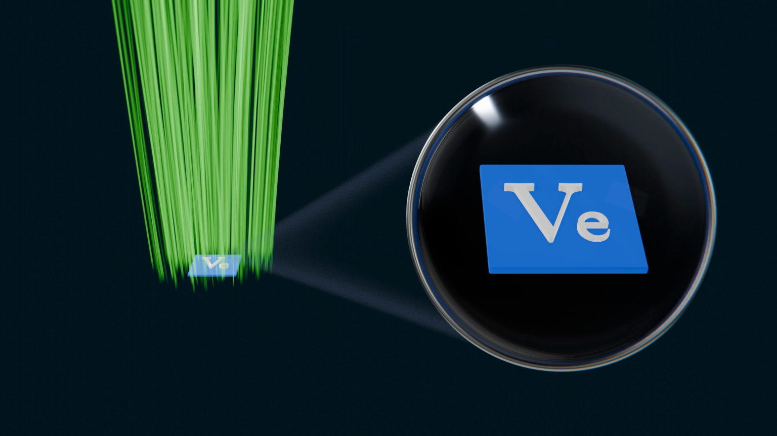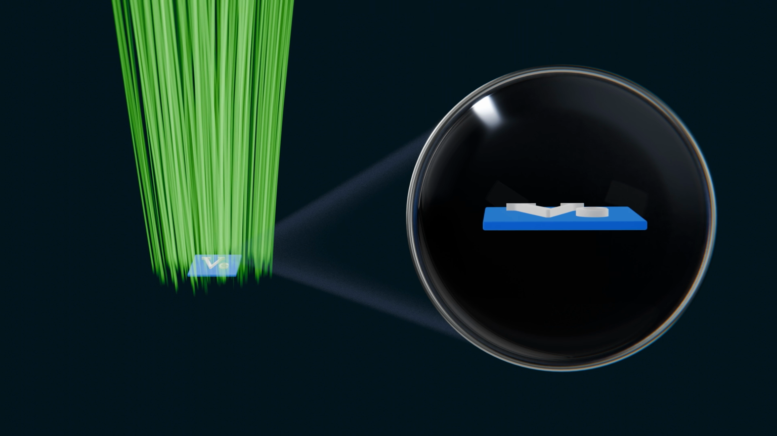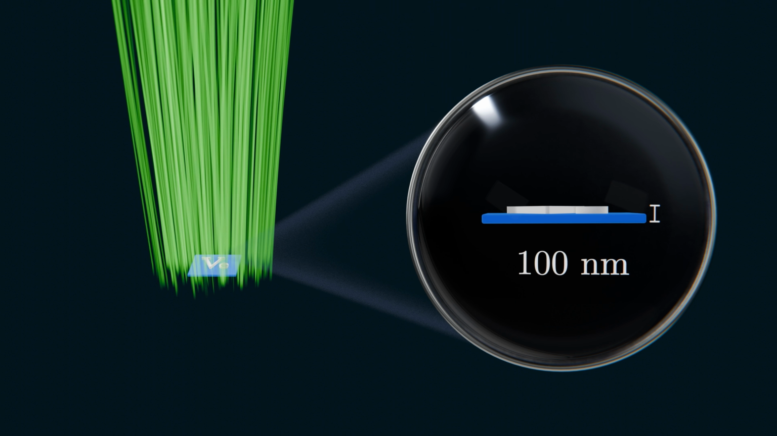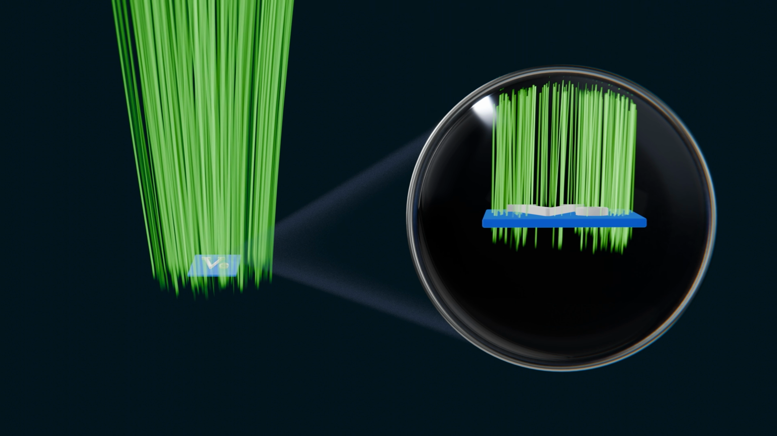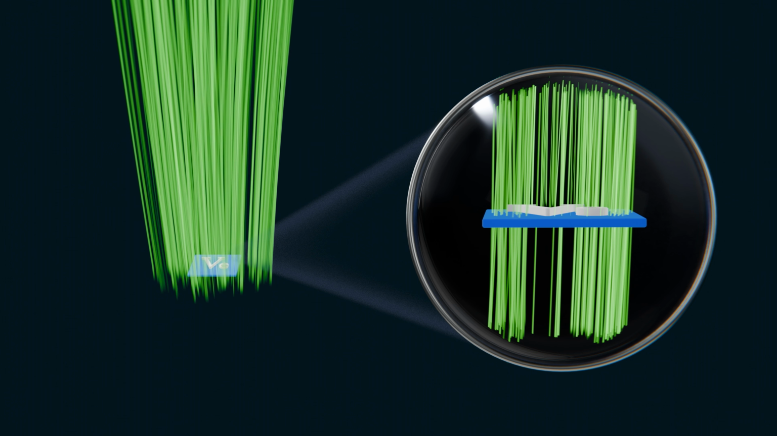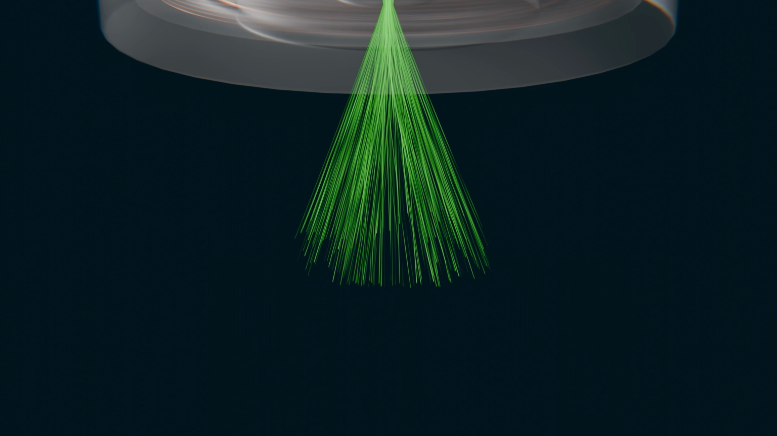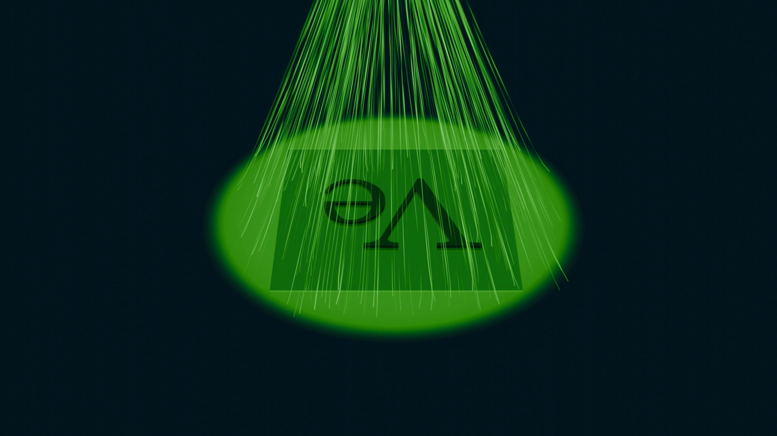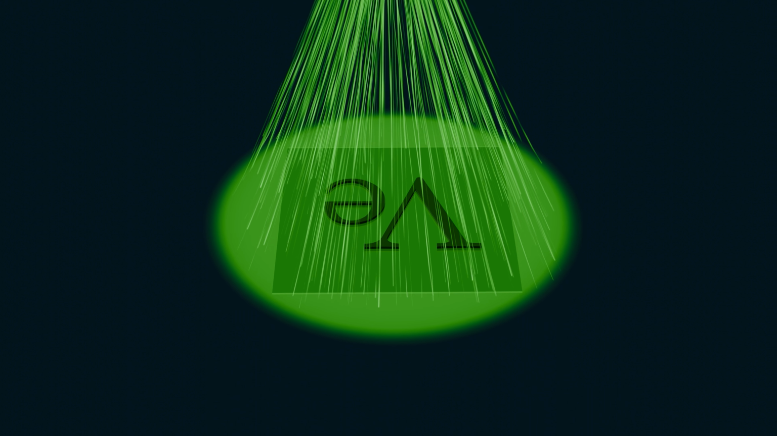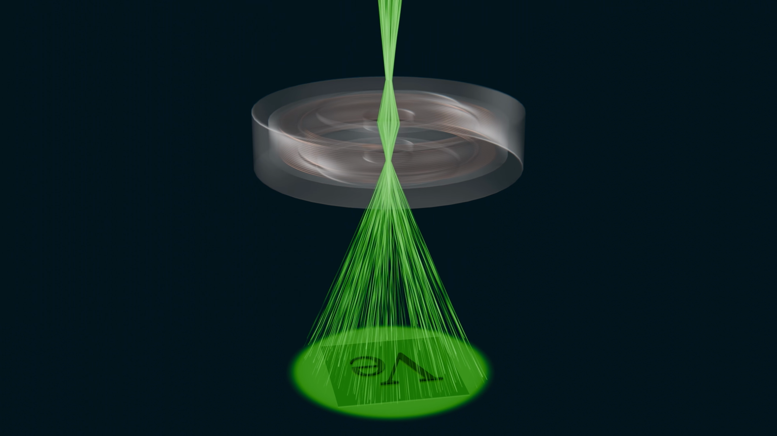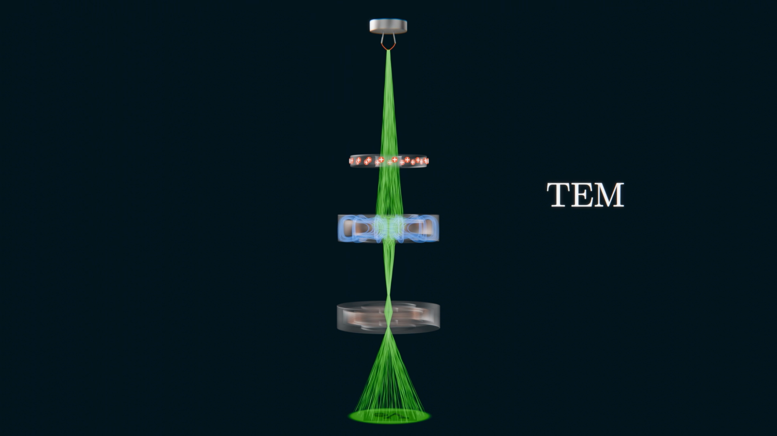The image itself was created once the focused electron beam hit a sample sitting at the focal point. The sample needed to be incredibly thin, only around 100 nanometers thick. More electrons would make it through the thinner parts of the sample than the thicker parts, creating an electron imprint of the sample. Then a second electromagnetic lens magnified this imprint down onto a fluorescent detector, producing the final image. This was known as a transmission electron microscope, or TEM.